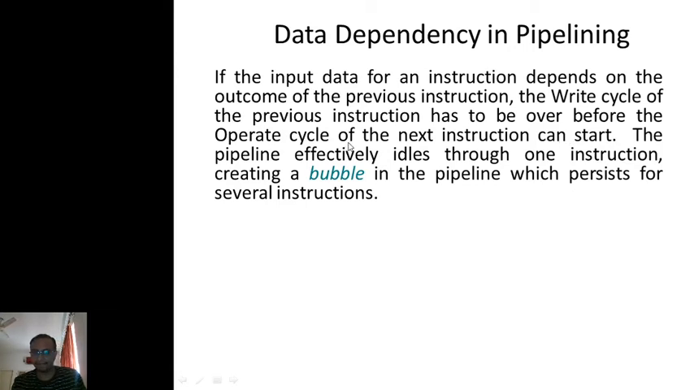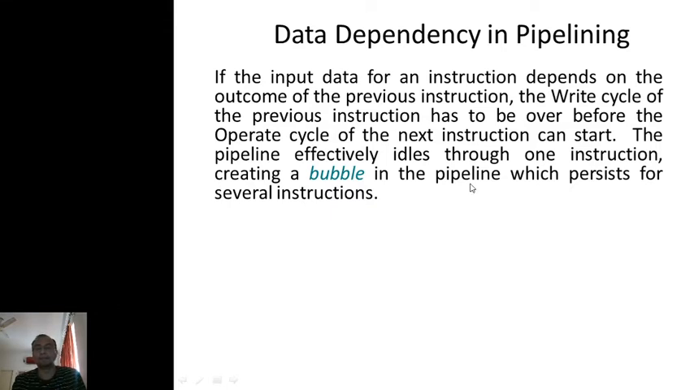Because the instruction can be fetched, decoded, but when it comes to the operate cycle, the results of the previous instruction are needed, which are only available after the write cycle of the previous instruction. So that second instruction cannot be executed, or its operate cycle cannot function. So the pipeline effectively becomes idle. So there is a bubble in the pipeline. The pipeline is waiting, right? There is a wait period for the pipeline, right? So the pipeline effectively idles through one instruction, creating a bubble in the pipeline.